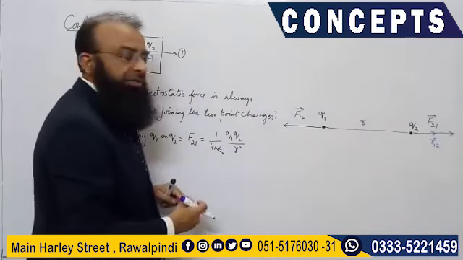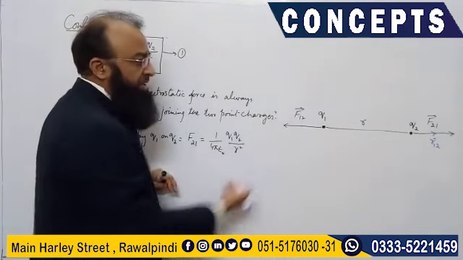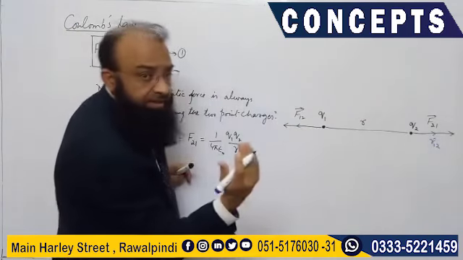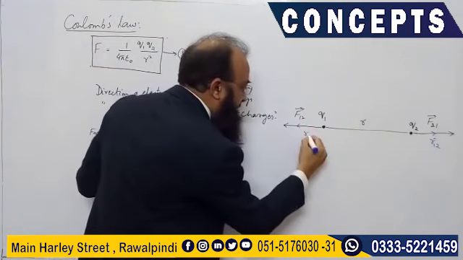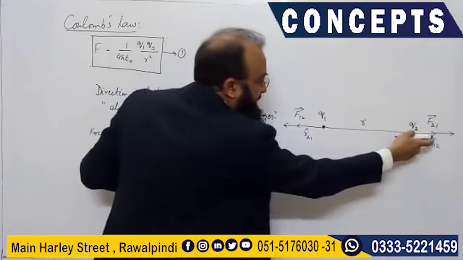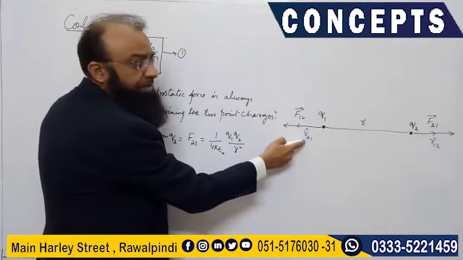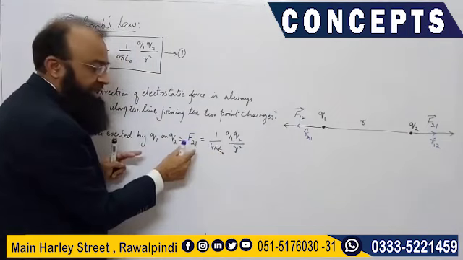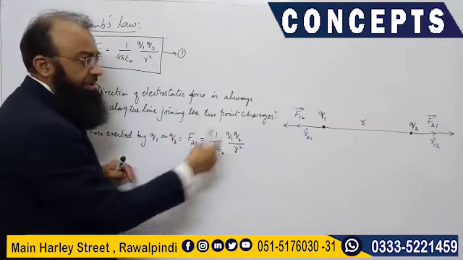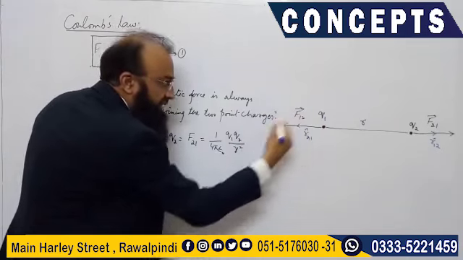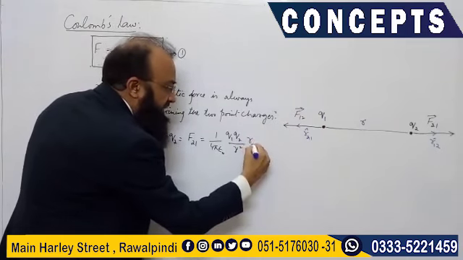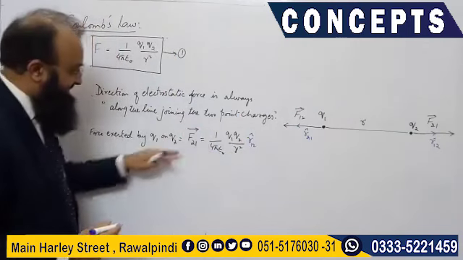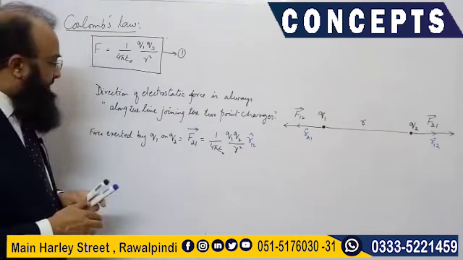And what will be the direction of the unit vector in the direction of F12? That is R21. Why? Because its direction is from 2 to 1. That's why we have represented this by R21. Now, if you want to represent this force vectorially, you multiply a unit vector in this direction. In this direction, the unit vector is R12. If you multiply this unit vector with this magnitude, it becomes a vector. So this is the vectorial form.